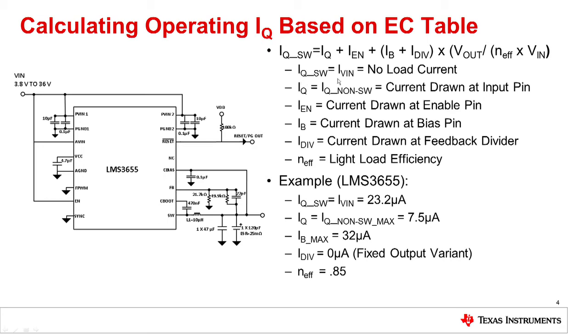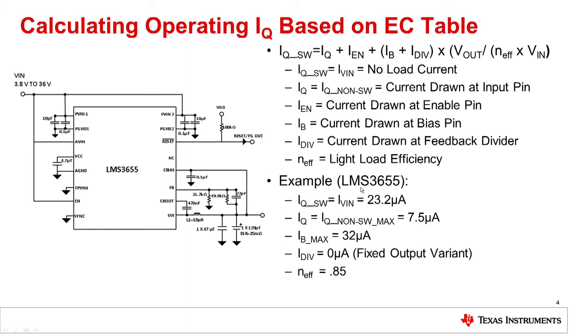Here, the first parameter will be the IQ non-switching. So again, this is the current drawn at the input pin when the device is not switching. Second is the current draw at the enable pin, which typically is very negligible. And next is the current drawn at the bias pin. And then lastly is the current drawn at the feedback divider, so the current drop between the output and ground of the feedback divider setting the output voltage. Since the divider current and the bias current are at the output, you can use the light load efficiency number to translate to what this current at the output will mean at the input.